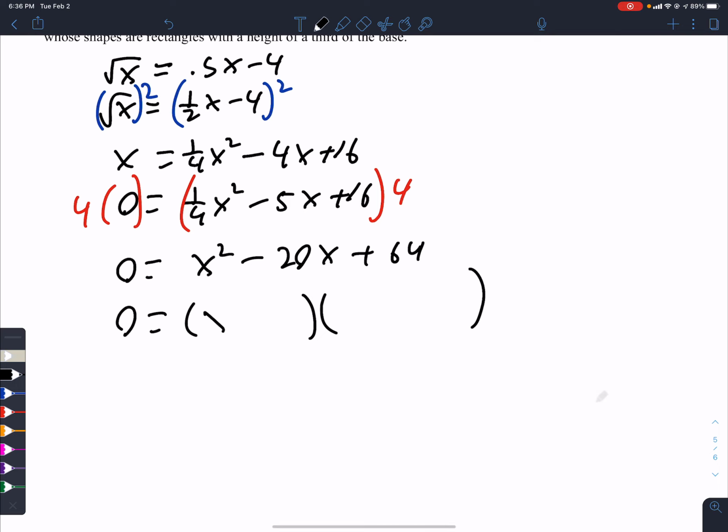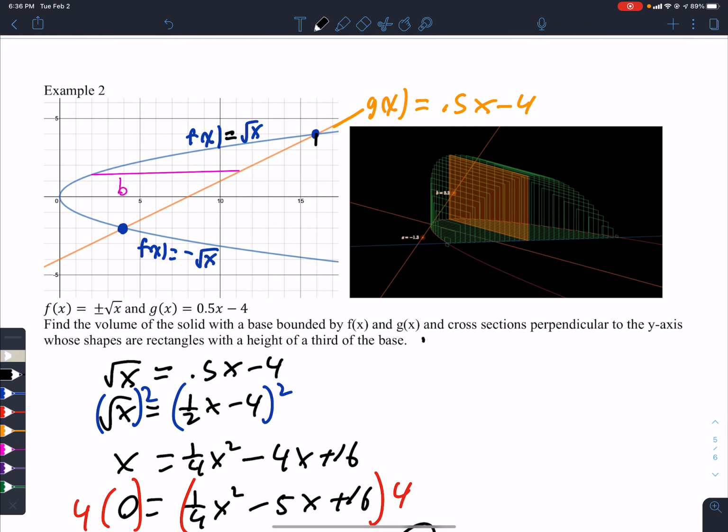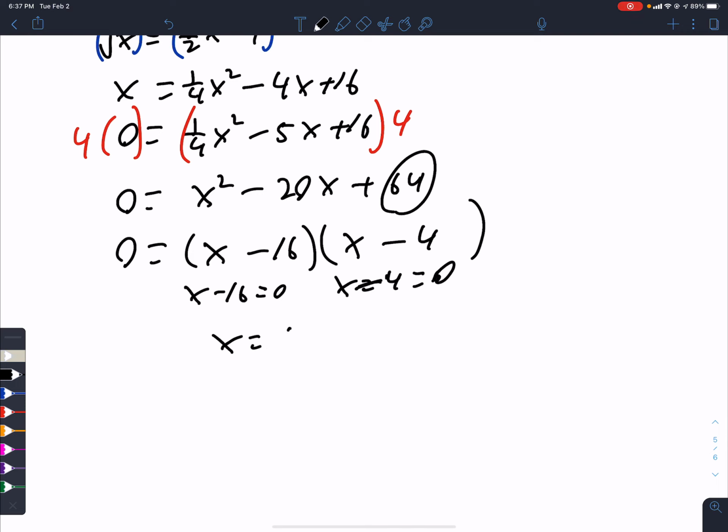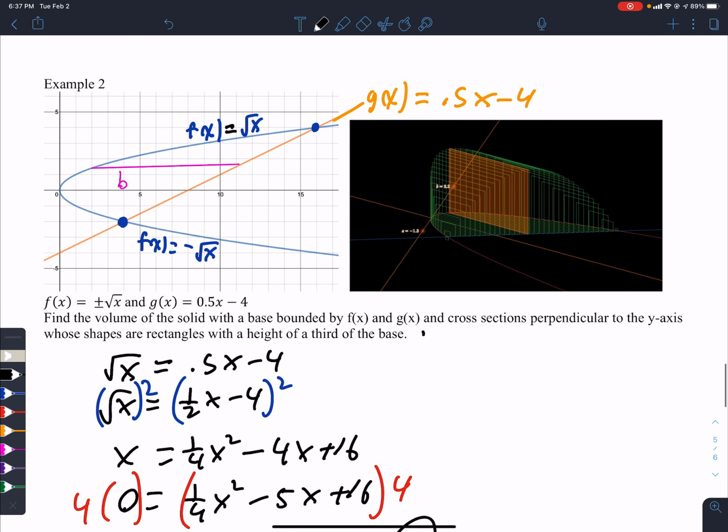Two numbers that multiply to get 64. I'm going to look at this graph and see if I can get an idea. That looks like 16. That looks like 4, right? 16 and 4. I bet you it's 16 and 4. 16 times 4 is 64. And that's minus 16x, minus 4x. That's minus 20x. Beautiful. Set each one equal to 0 to solve this. X minus 4 equals 0, and you get x equals 4 and 16. So they did happen to be right on the nose there.